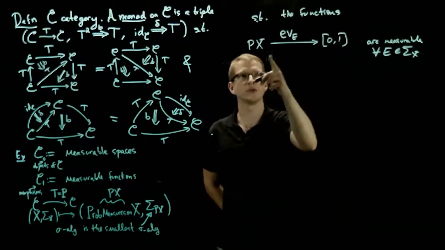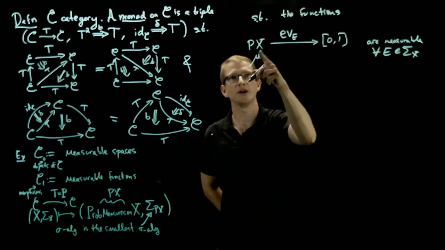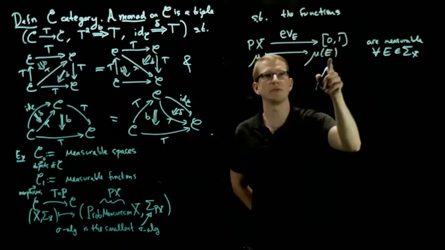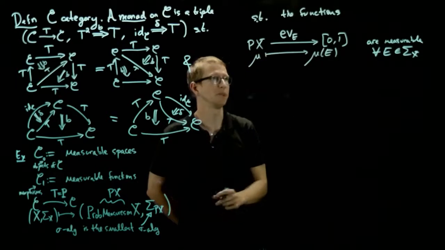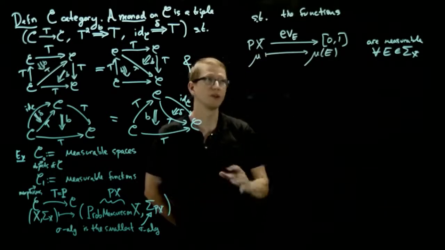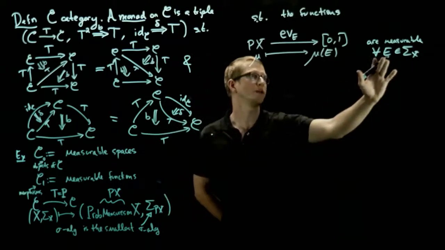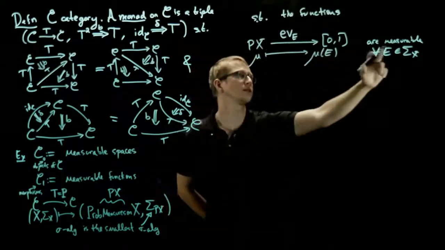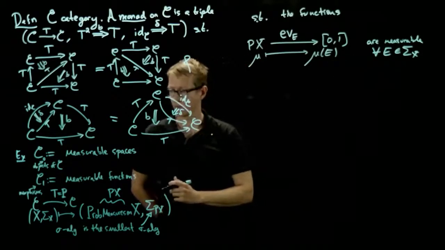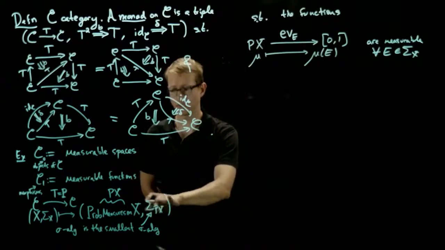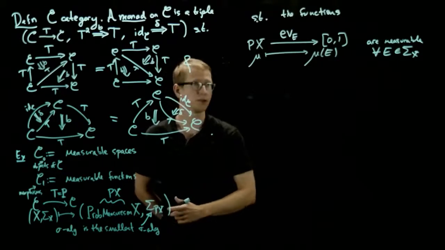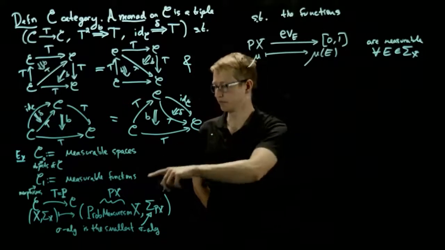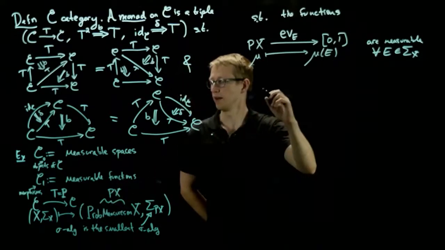And what is this function doing? It takes a probability measure on X and it evaluates that probability measure on your measurable subset. So these are very natural functions, and you just want to make sure that for all of our measurable subsets, this map is measurable. So that defines a sigma algebra on the set of probability measures. And the rest of this functor is determined by what it does to a morphism.